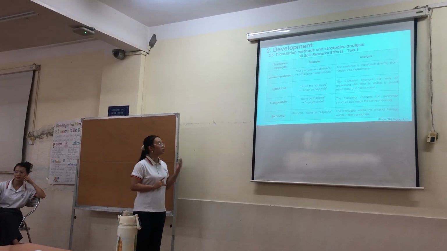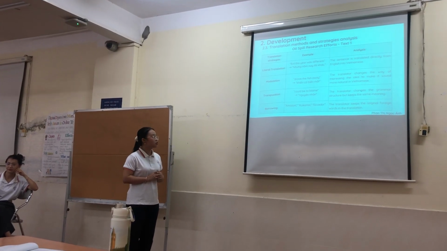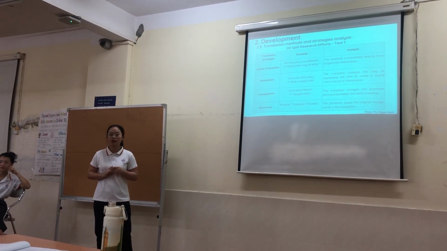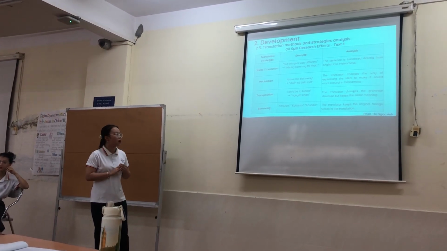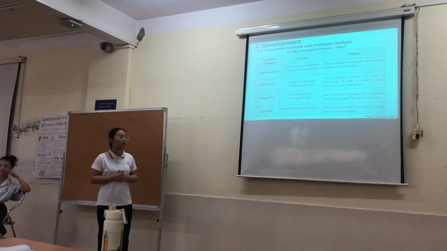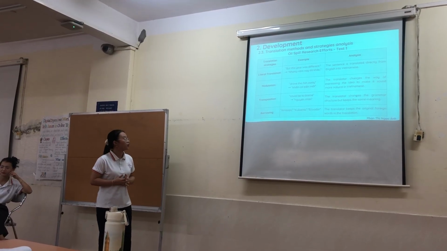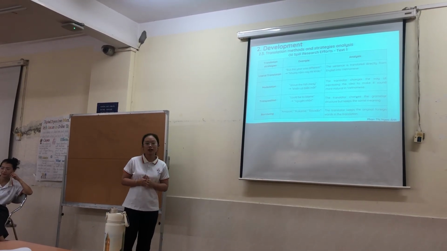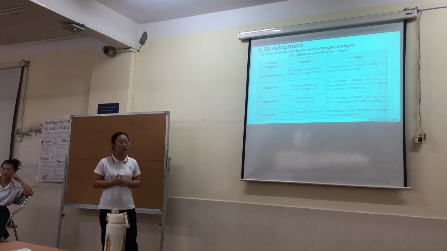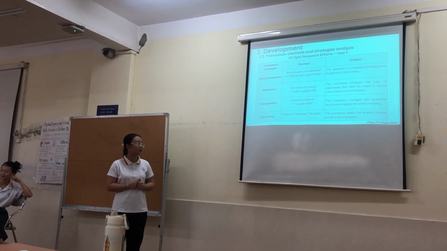And another strategy is modulation. The translator changes the way an idea is expressed to sound more natural in Vietnamese. For example, "draw visual wave" is translated as "hiện tại biến mất" instead of regarding to focus on the results.